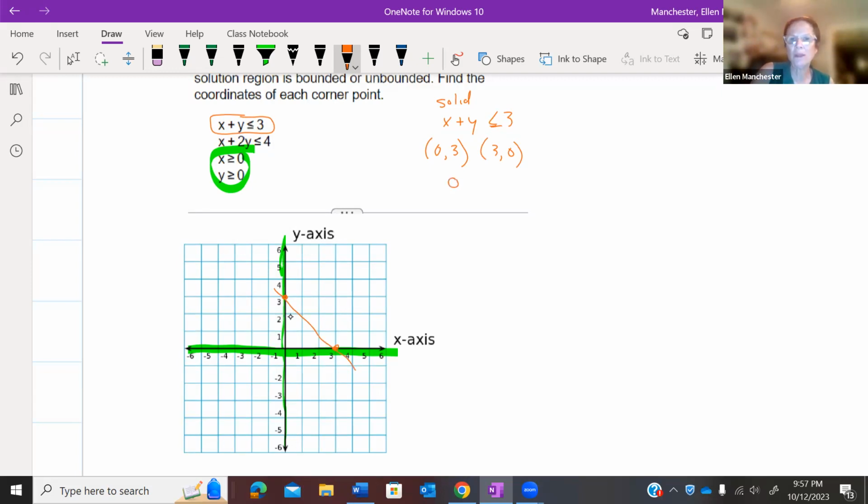I'm going to use my test point. 0 is less than or equal to 3. That is a true statement. So I'm going to shade down here.